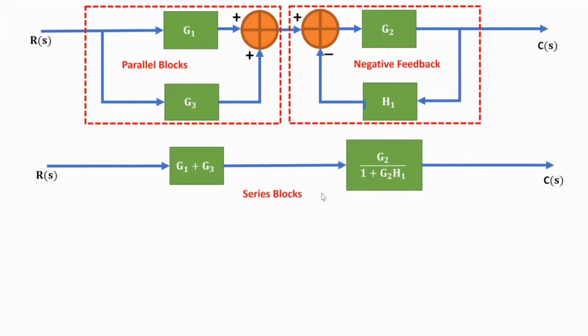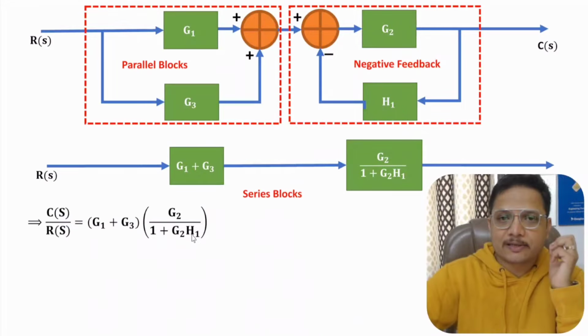So transfer function, that is C(s) by R(s), that is multiplication of these two, that is G1 plus G3 into G2 divided by 1 plus G2 H1, right? So that is how we can apply the rules and we can simply solve the equations, right?